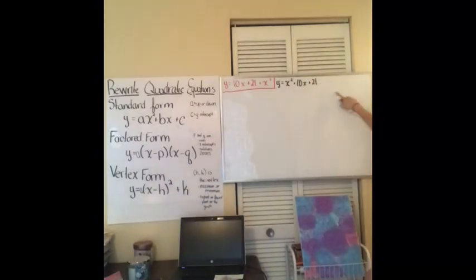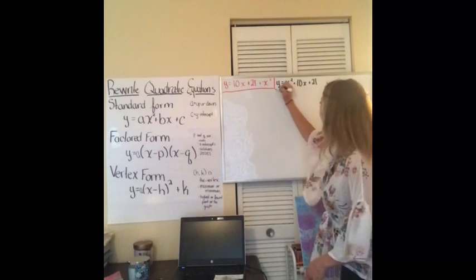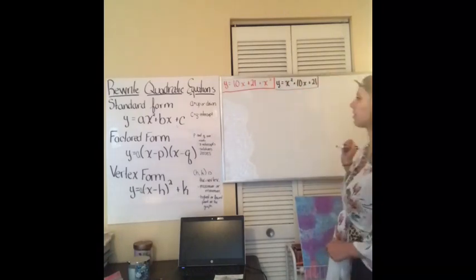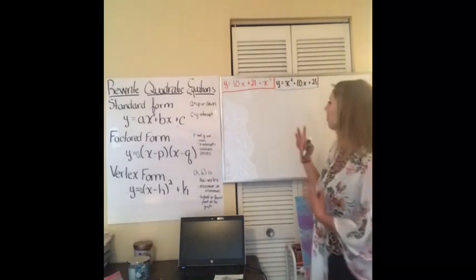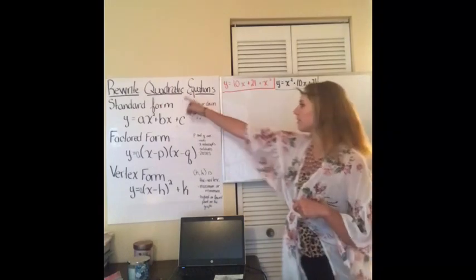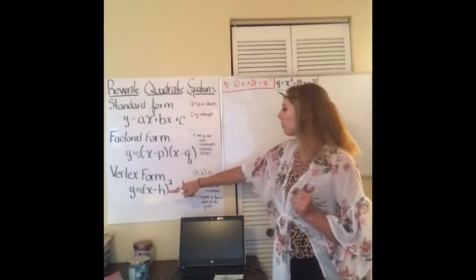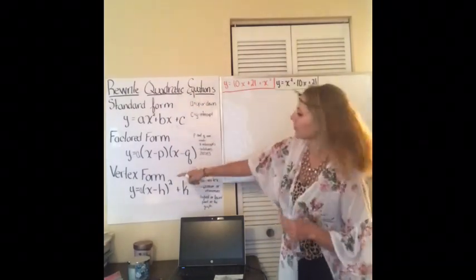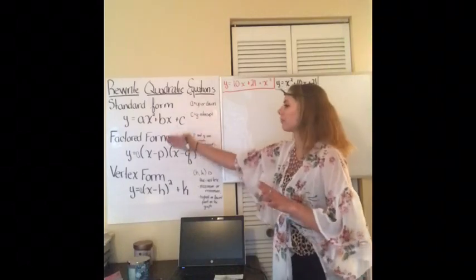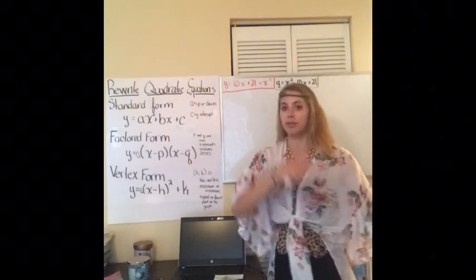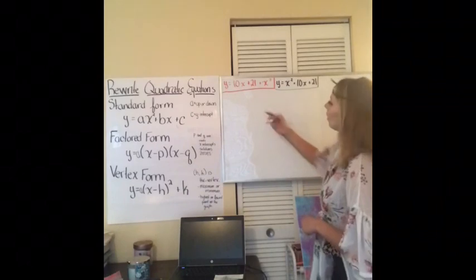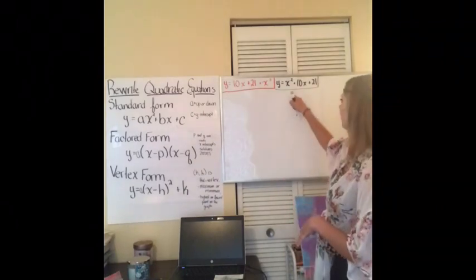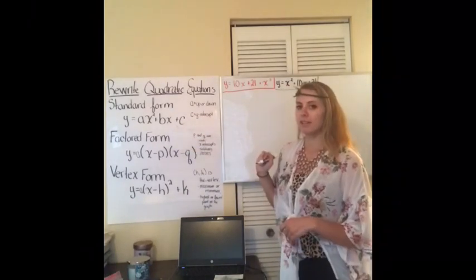I'm going to be writing all of the forms up here. So this is our standard form. And now what we're going to be learning today is how to go from standard form to factored form to vertex form to standard form, from vertex form to factored form, from factored to standard, from factored to vertex. We're going to do all of those and move in all the different directions. So I'm going to say the easiest one is probably to go from standard to factored.